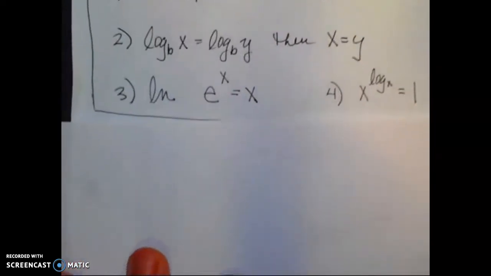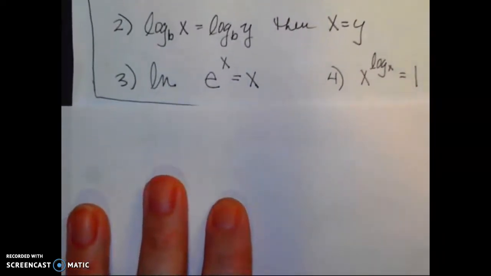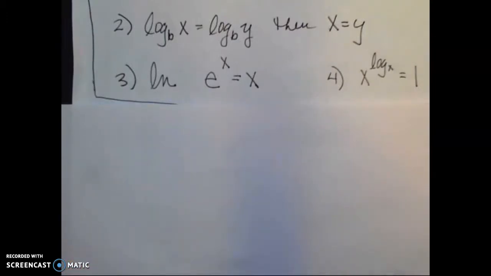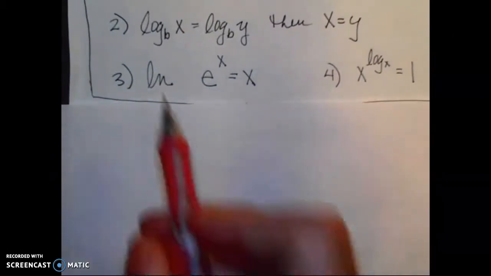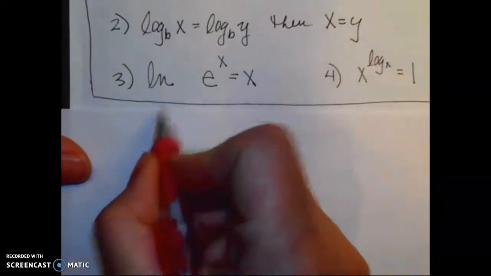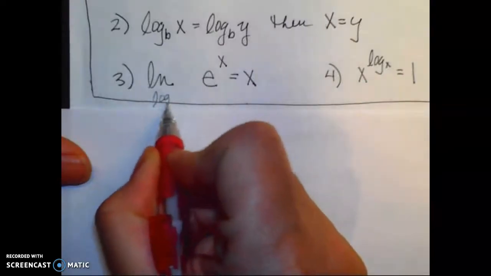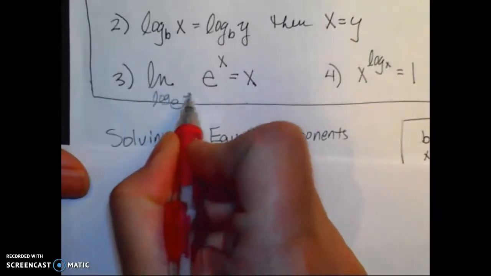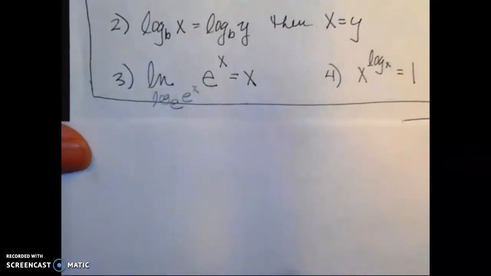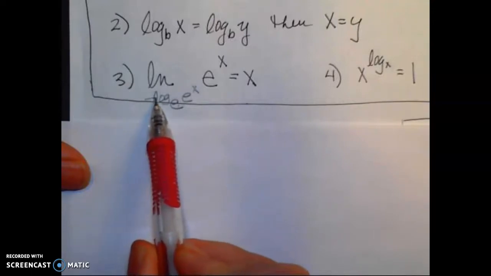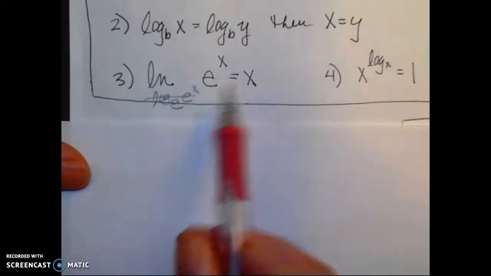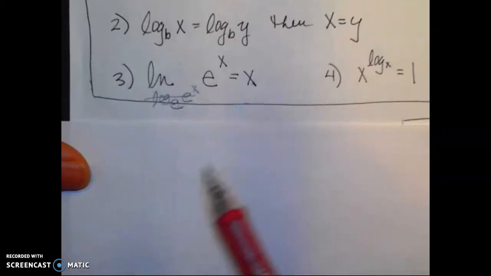The third rule is the natural log of e to the x just equals x. This works because the natural log ln is the same as log sub e. And when it looks like this, the log sub e and the e are going to cancel. And you're just left with the x.